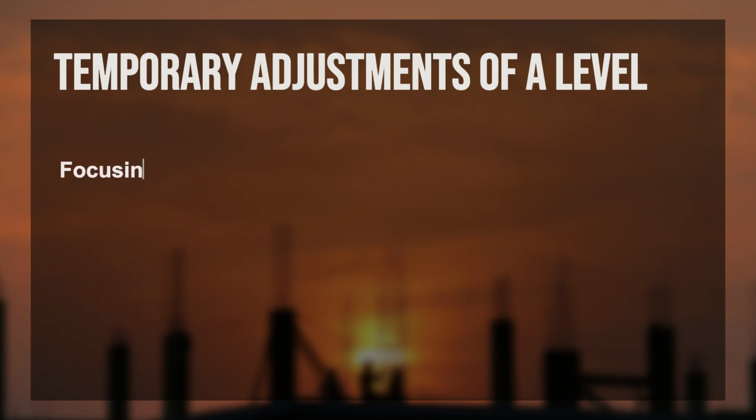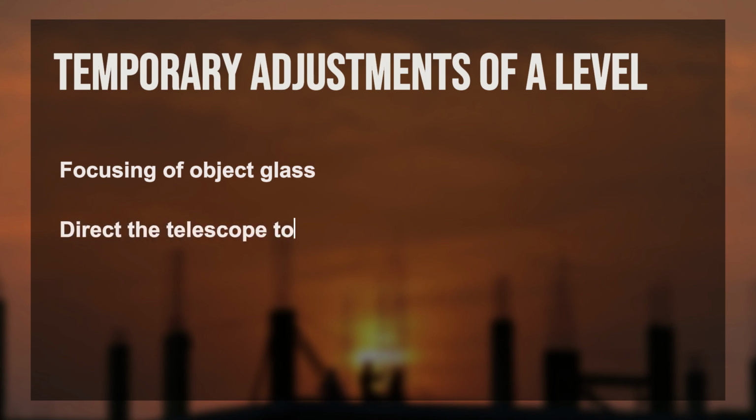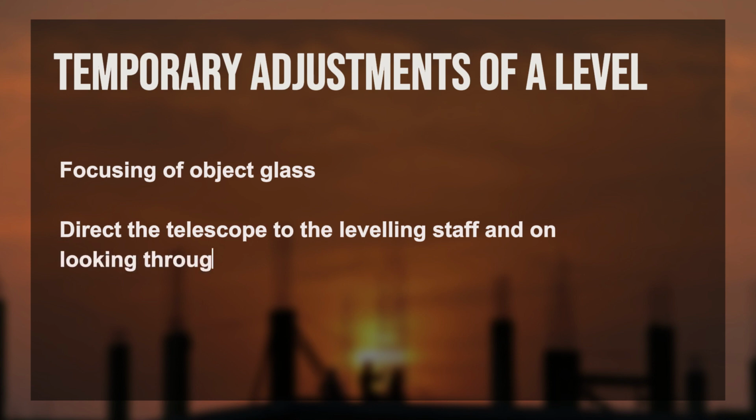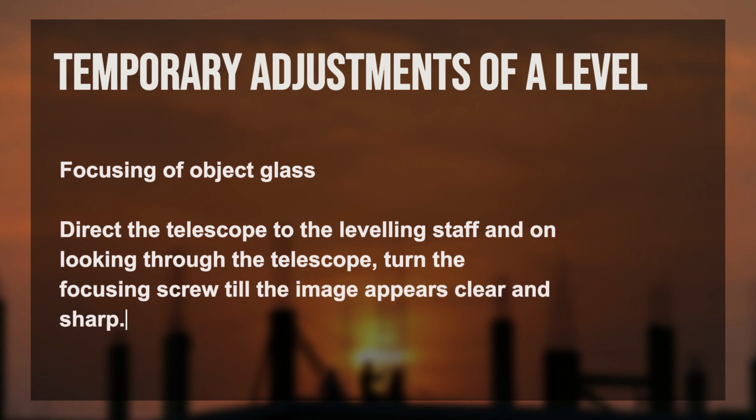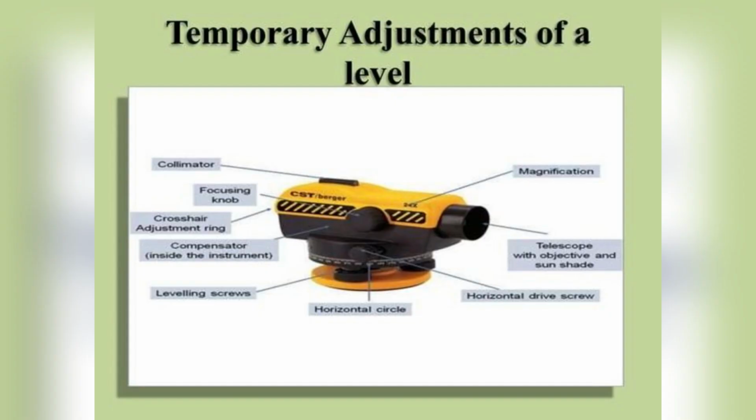Next comes the focusing of the object glass. Direct the telescope to the leveling staff or any other object and look through the telescope. Turn the focus screw till the image appears clear and sharp. So, we do it in two steps: number 1, focusing the eyepiece, and then focusing the object glass, so that the readings can be seen clearly through the crosshairs. This figure shows the temporary adjustment of a level.